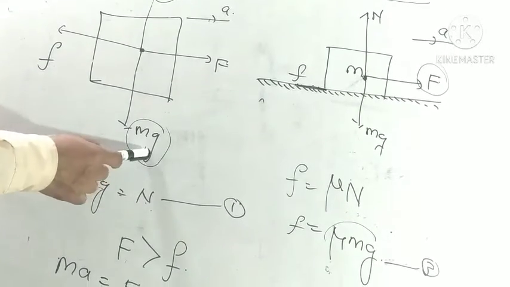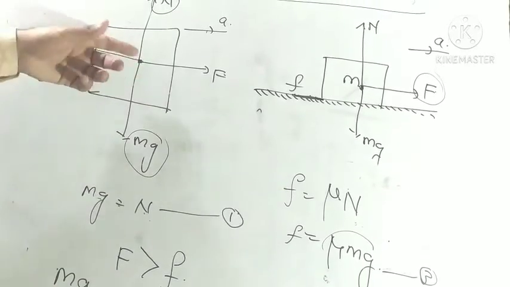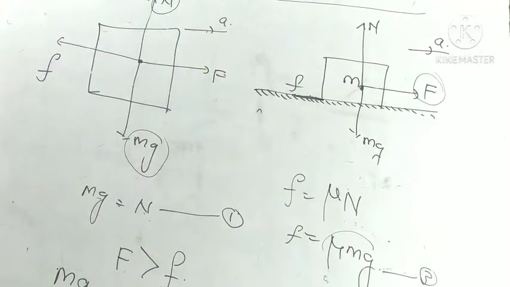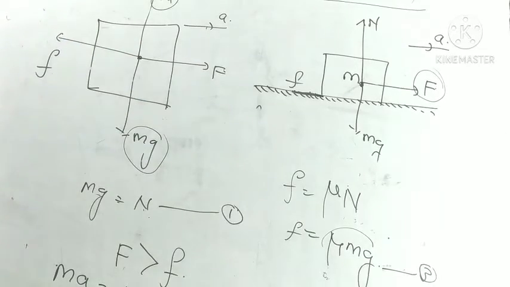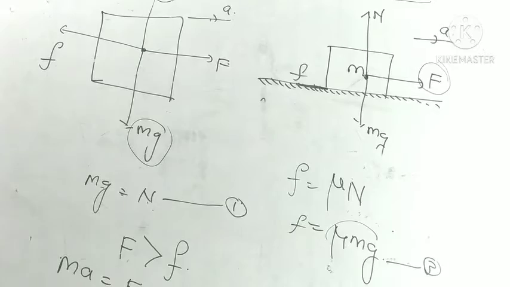The weight of this body should be equal to the normal force. And this body will move right with acceleration a. So now the applied force must be greater than the frictional force, so we can write F greater than f here.